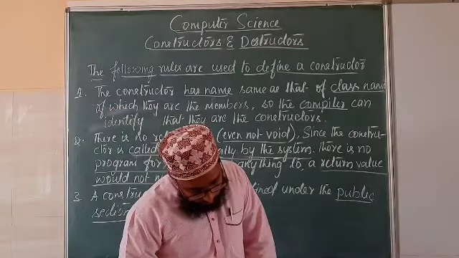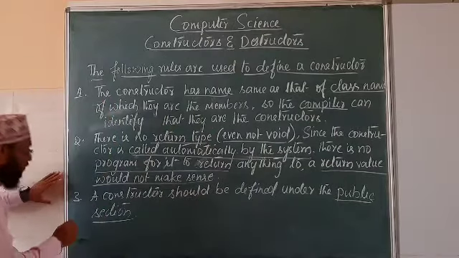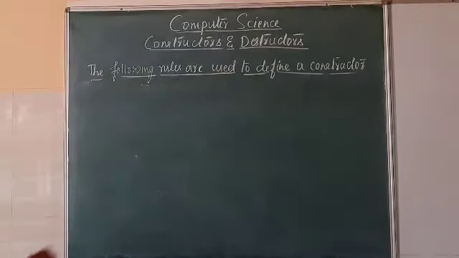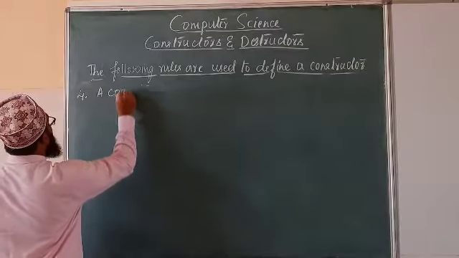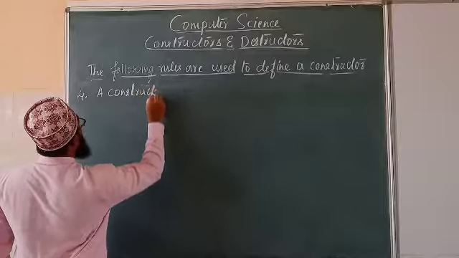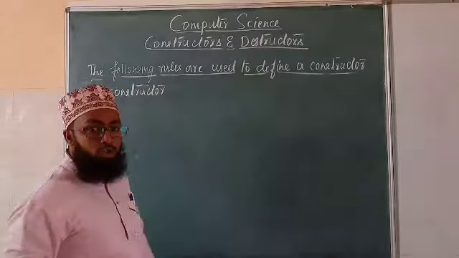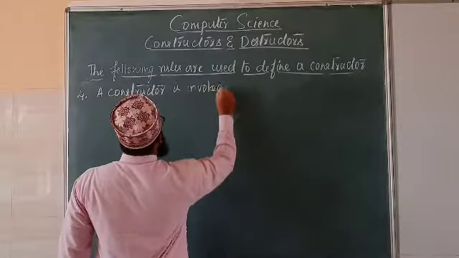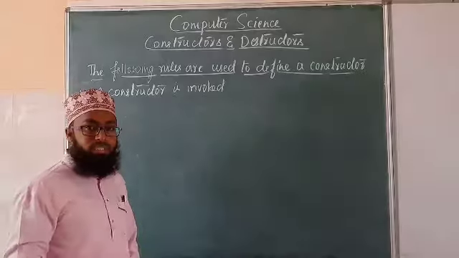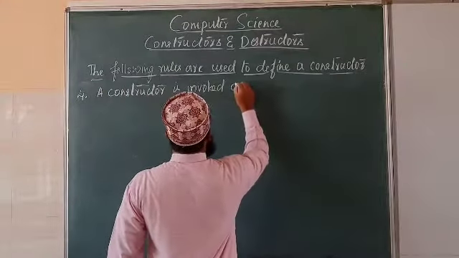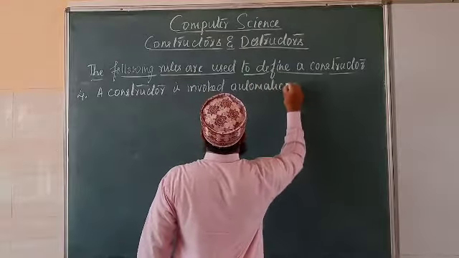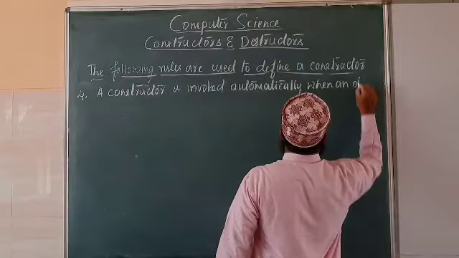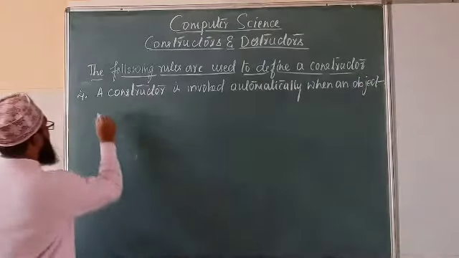The next thing. A constructor is invoked automatically. If I write here, then you will understand clearly. Next one, the fourth one. A constructor is invoked automatically. Invoked means it is called. It means executed. A constructor is invoked automatically when an object is created.